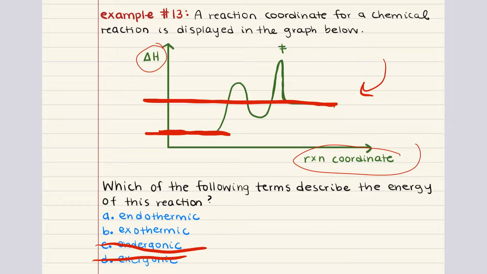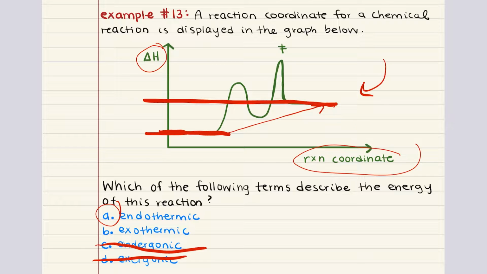What we see is that there is an increase in energy moving from reactants to products. This describes an endothermic reaction because an endothermic reaction has a higher energy for the products than it does for the reactants. So we can go ahead and say that the correct answer here is going to be A.